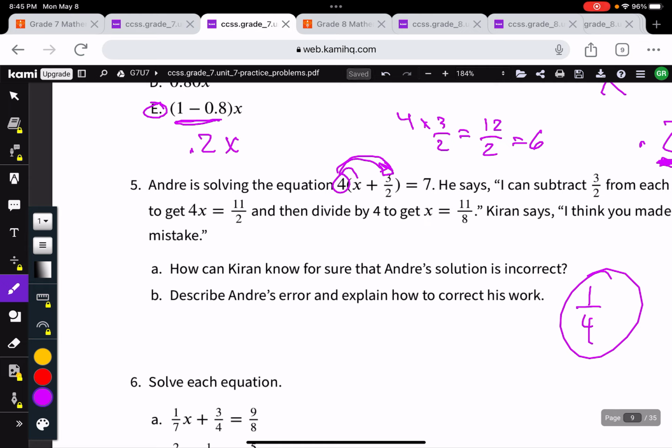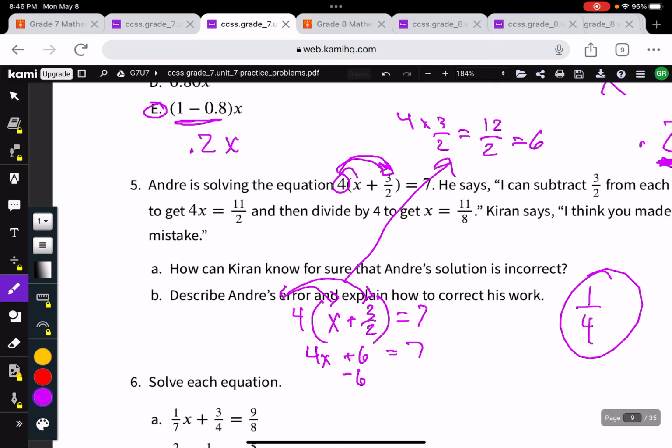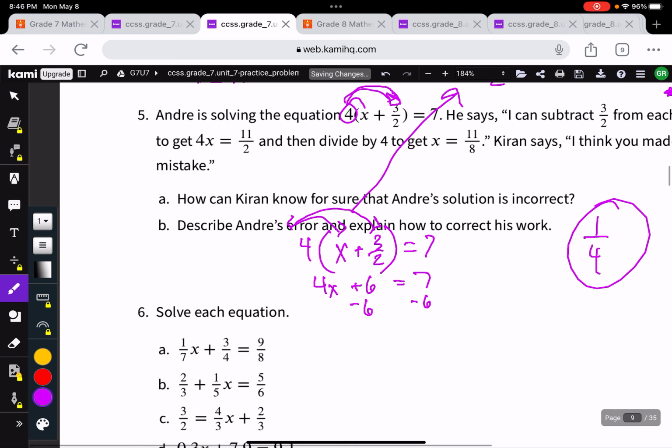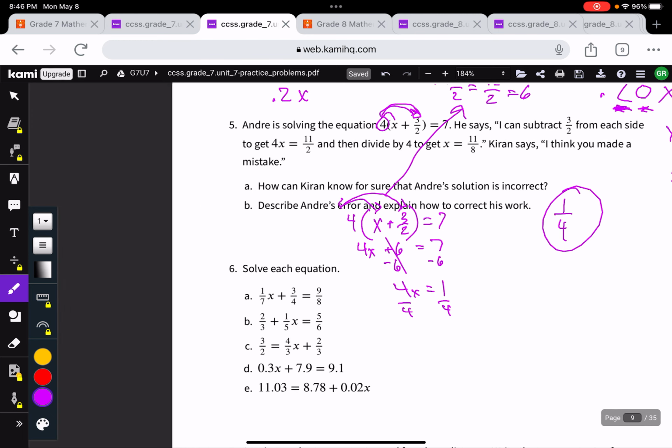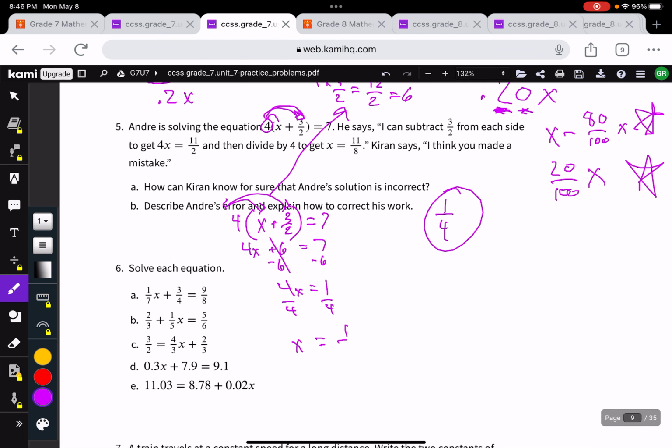But 4 times x plus 3 halves equals 7. 4 times x would be 4x. 4 times 3 halves, well, I just did it. It's equal to 6, or 12 halves. And that's equal to 7. Then I need to subtract 6 from each side. Those cancel, and I'm left with 4x equals 1. 4 times what is 1? Well, the way that we get this is we divide each side by 4, and I get x equals 1/4.